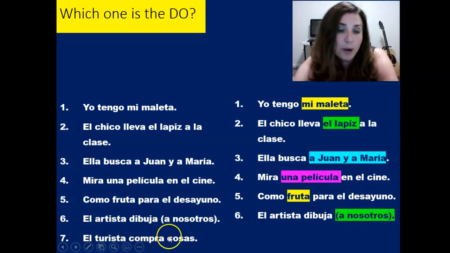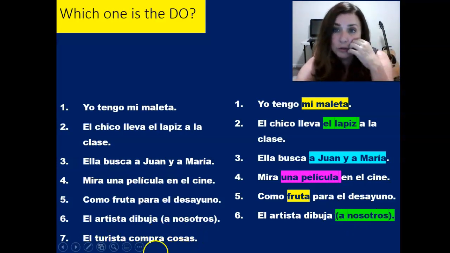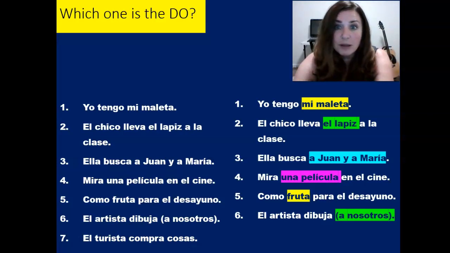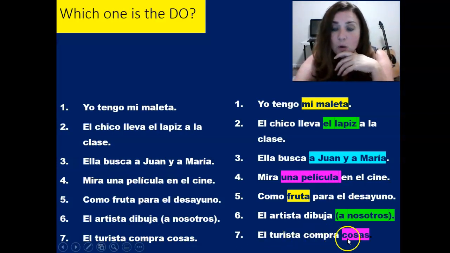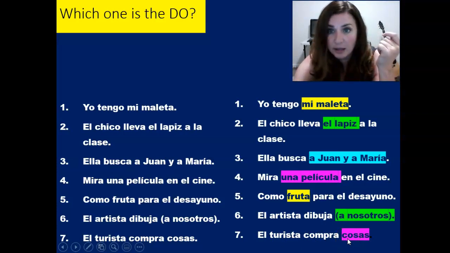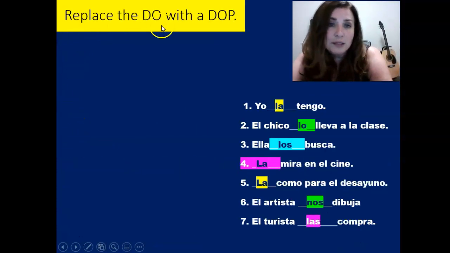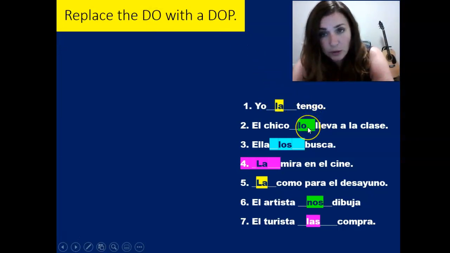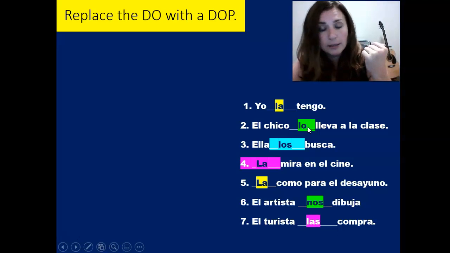El turista compra cosas. So the tourist buys cosas. Now, maybe you don't know what cosas are, but you know that that's what the tourist is buying. And we know it's plural and we know it's feminine. So let's just go with las. You don't even have to know what the word is to make the answer. Okay? El turista compra cosas. However, cosas is things. So if you're going to replace the direct object with a DOP, I have done that here for you. We just talked about it in the last slide, and I've just written them down here for you in case you didn't get it during the notes.